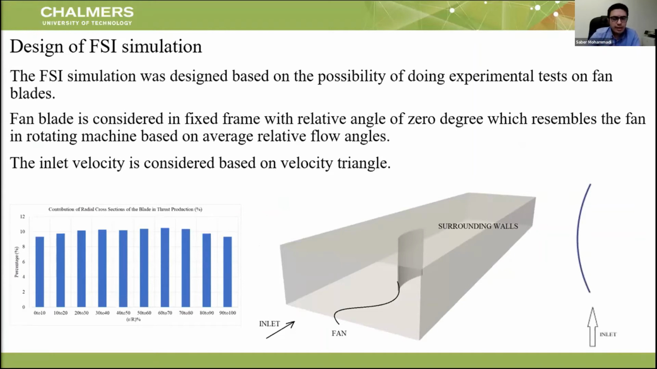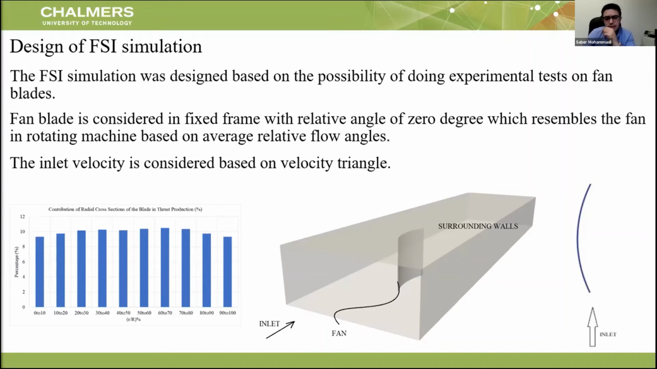Here in the left picture, you can see all radial sections of the fan from root to tip. You see they are producing approximately equal amounts of thrust at each section. Therefore, considering the mid-plane of the blade is the best choice to tune the angle of the entering flow and also the relative velocity of the flow, which we want to use as inlet condition.